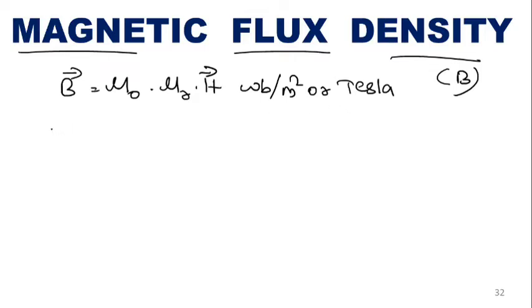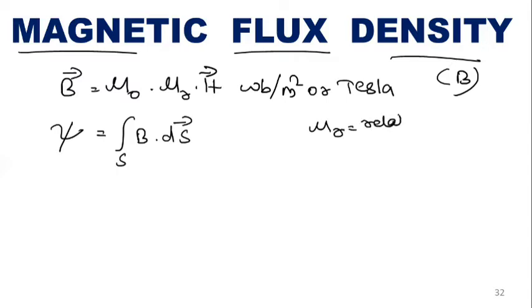And we know that magnetic flux phi is equal to integral over S of B dot ds. I think this equation you have studied in your 12th standard physics. Flux is equal to integral B dot ds. And what is mu r here? Mu r is the relative permeability.